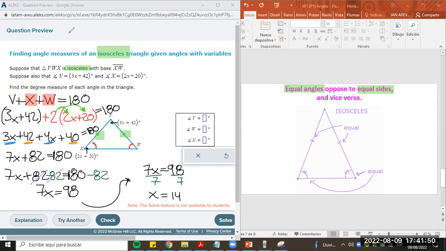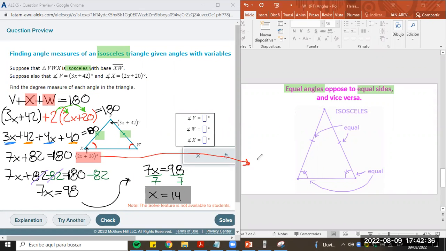Okay, now that is the value of x, and okay, this is a little bit far. I hope it is not too confusing, but I'm going to do this calculation in here. 2x plus 20 is the value of angle X, and we already know that x equals 14. I'm sorry, x equals 14 here. So 2x plus, actually I should have done this with red because x and w are red. Sorry, but I'm a little bit obsessed with colors.